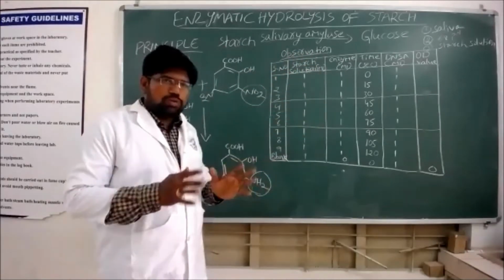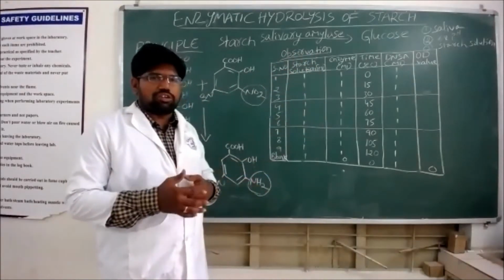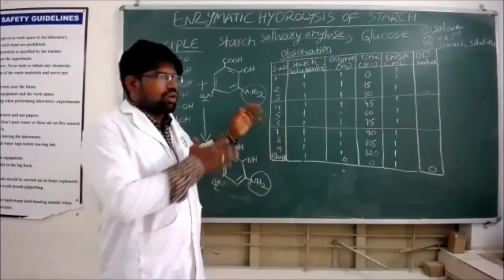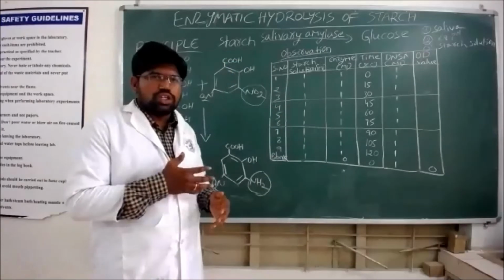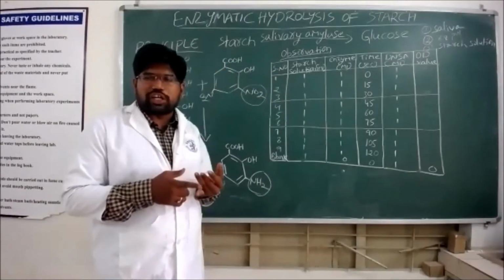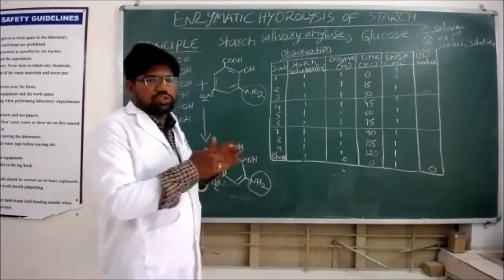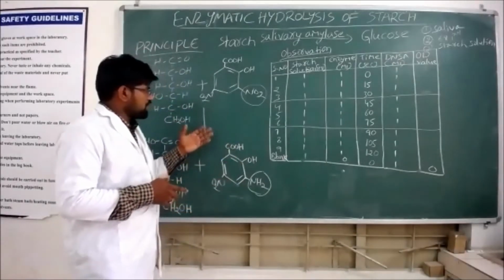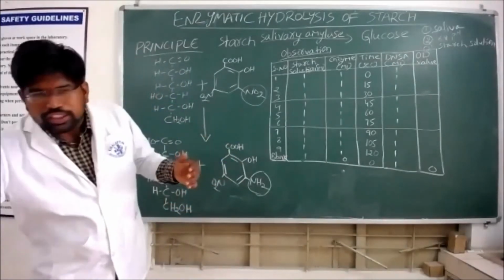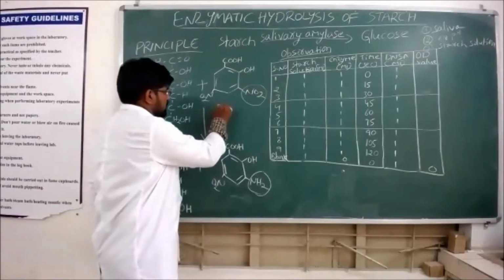Now we are determining the activity of the enzyme, that is, how the enzyme converts starch into glucose. One very important thing is that we need to determine whether the starch was converted into glucose or not. We determine that with the help of the reagent DNS, dinitrosalicylic acid reagent.